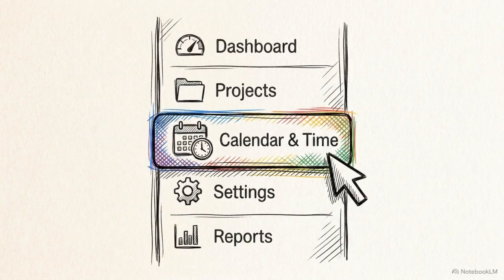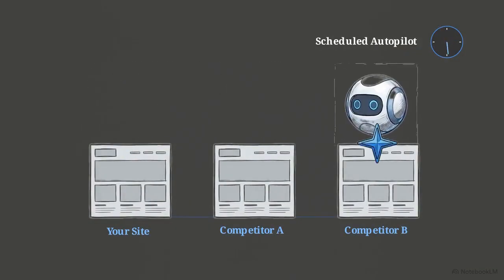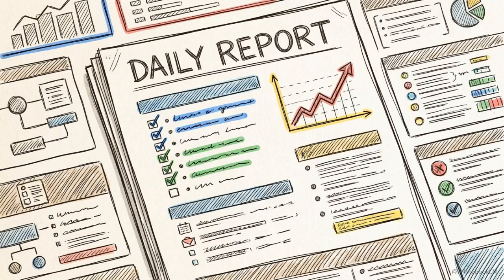You can transition from one-off builds to automated workflows using the Schedule Tasks feature on the left sidebar. You can instruct the software to perform daily audits on your site and your competitors, leaving a full report in the app for you to review each morning.